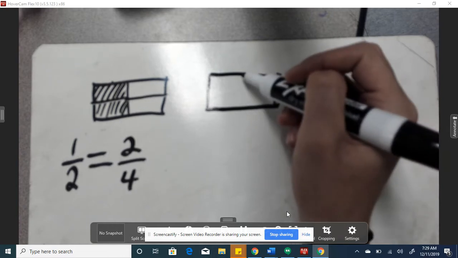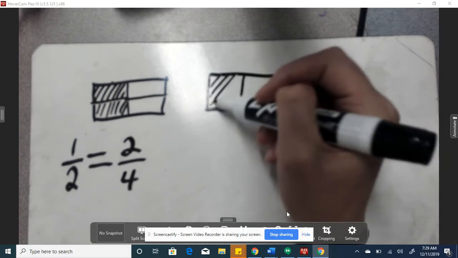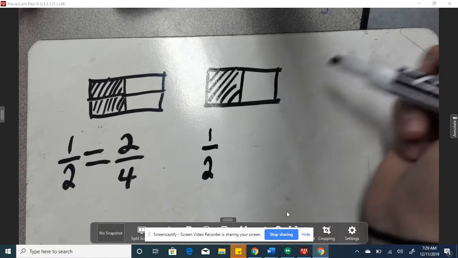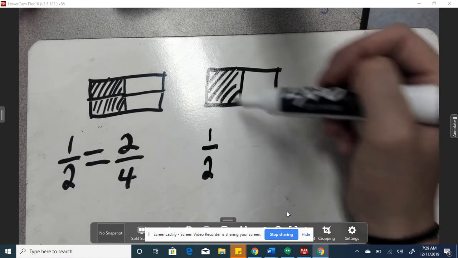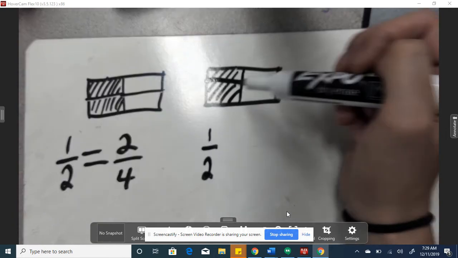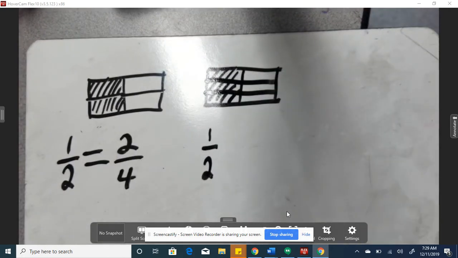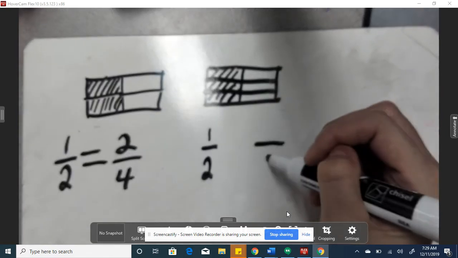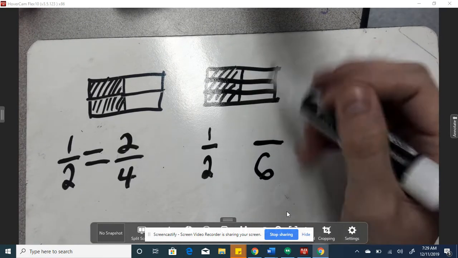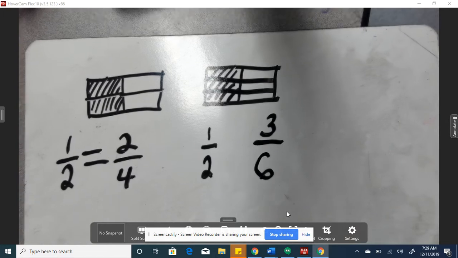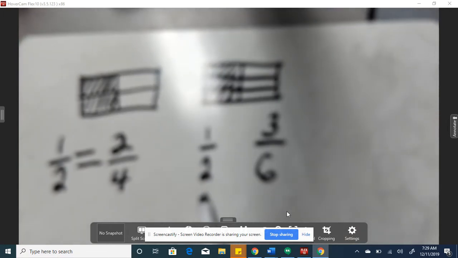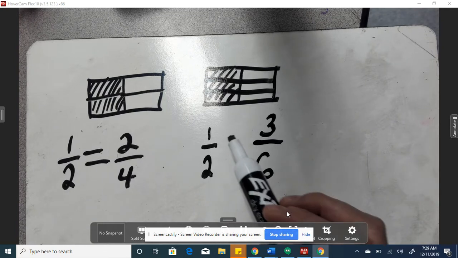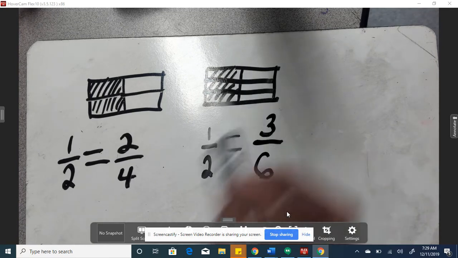So far, this is just a review from yesterday. We still have the 1/2, and we're going to now cut this into 3 parts for each of these pieces. So we'll cut here and here. Now let's see, we have 6 total pieces, and 3 of them are shaded. So 1/2 is equal to or equivalent to 3/6 because half of our fraction bar is shaded.